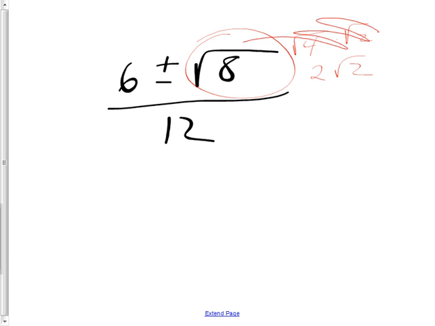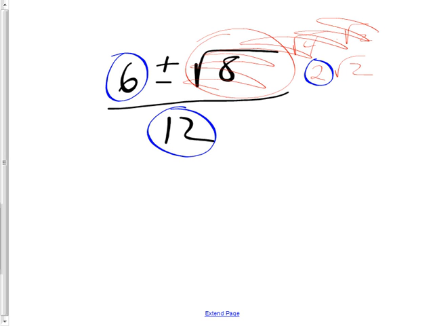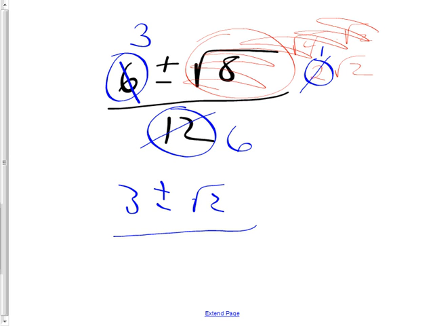And now why did I do that? Because now there's a number in common here and here and here. And if there's a number in everything, you can always cancel it. So I can say, oh, 2 goes into all of them. 2 goes in here 3 times. 2 goes in here once. And 2 goes in here 6 times. Final answer, 3 plus or minus root 2 all over 6.